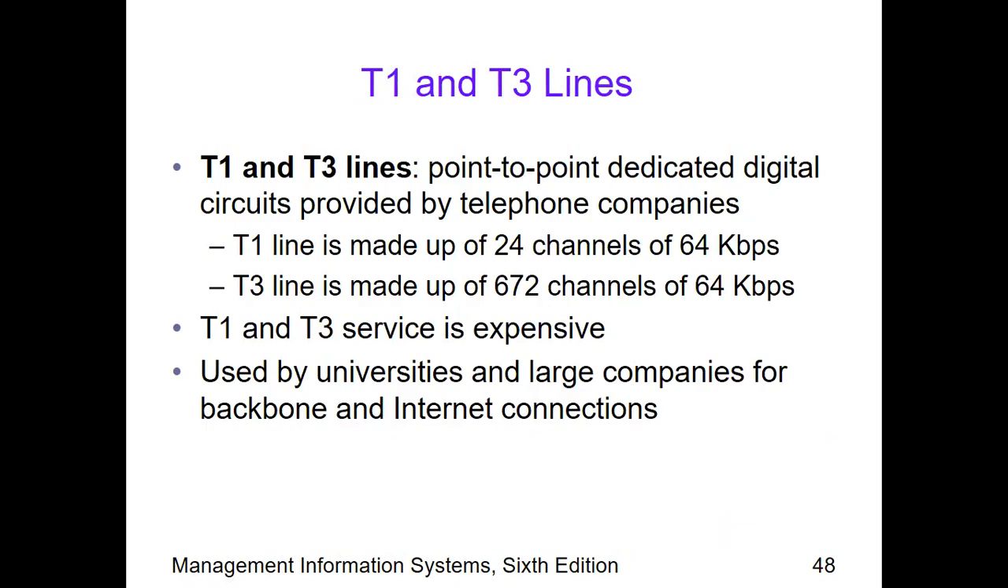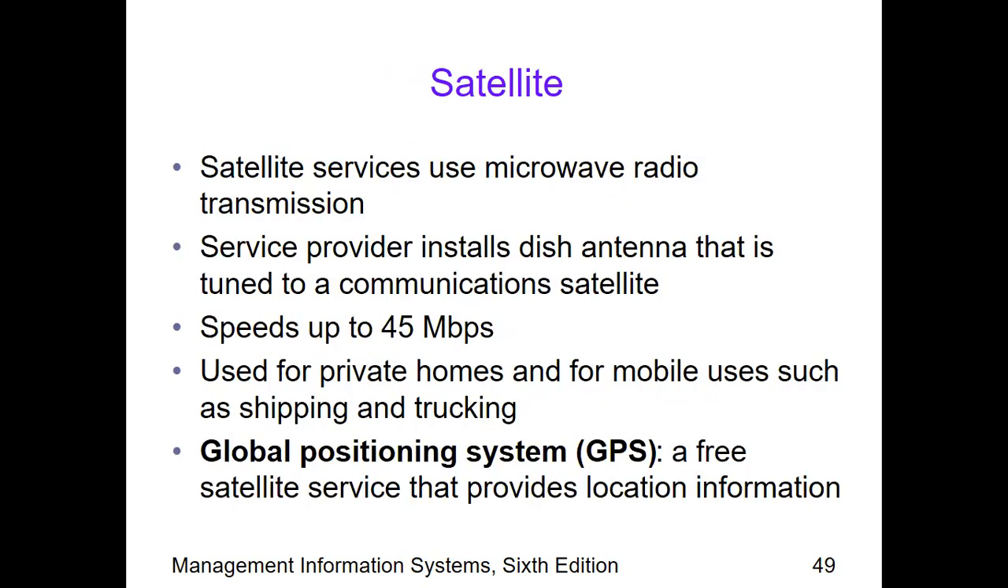Now we have the T1 and T3 lines, which are point-to-point dedicated digital circuits provided by telephone companies. A T1 line is made up of 24 channels of 64 kilobits per second, while the T3 has 672 channels at 64 kbps respectively. So in terms of channels, T3 is better, but they're expensive, used by universities and large companies for the backbone, which is our source of internet connections.